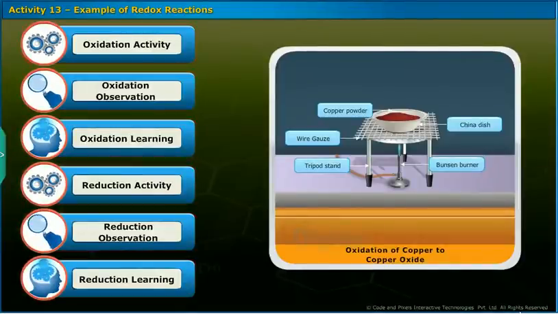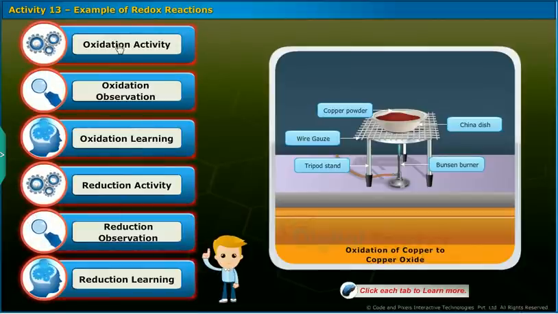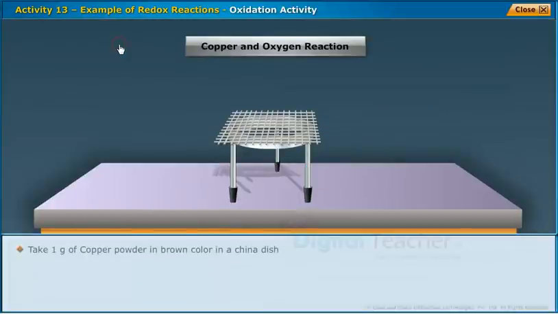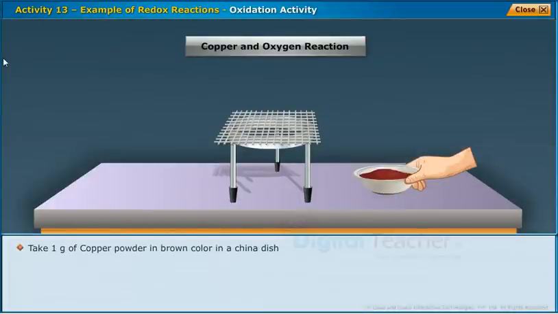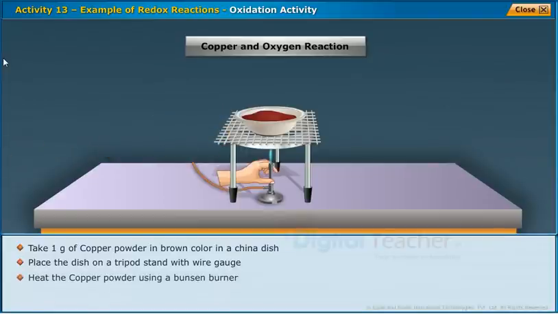Here, let us perform an activity to learn about redox reactions in detail. Example of redox reactions. Click each tab to learn more. Take 1 gram of copper powder in brown color in a china dish. Place the dish on a tripod stand with wire gauze. Heat the copper powder using a Bunsen burner.